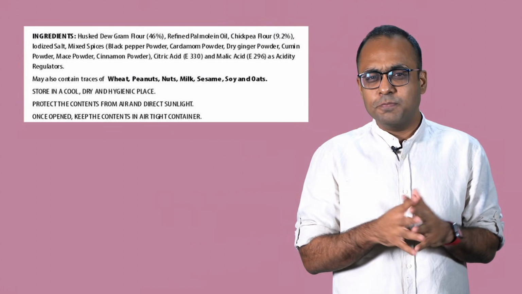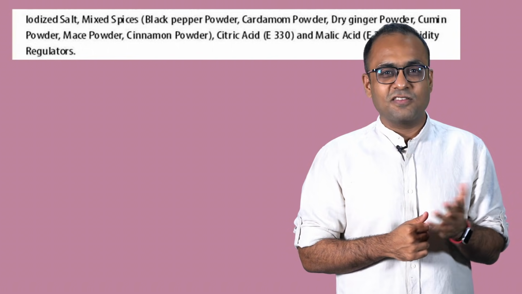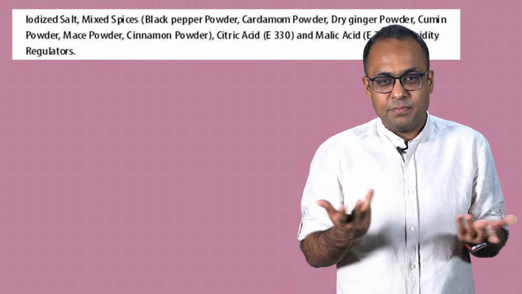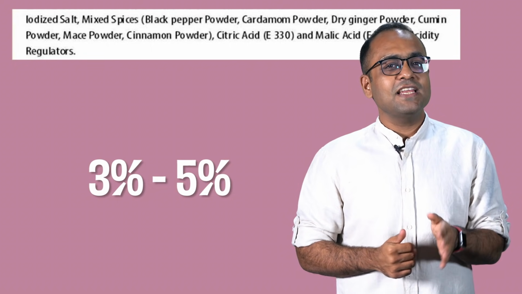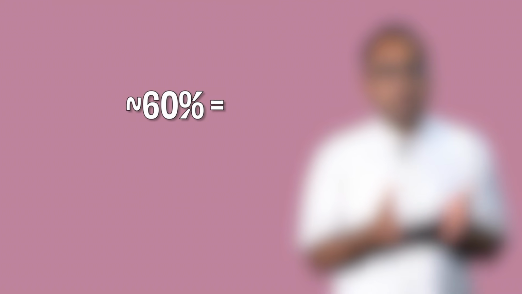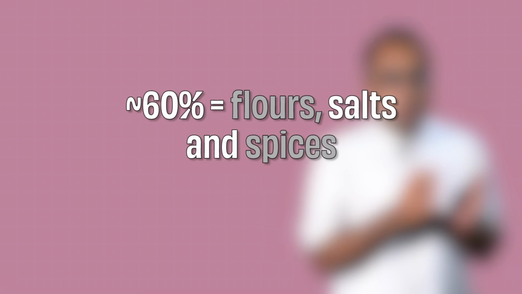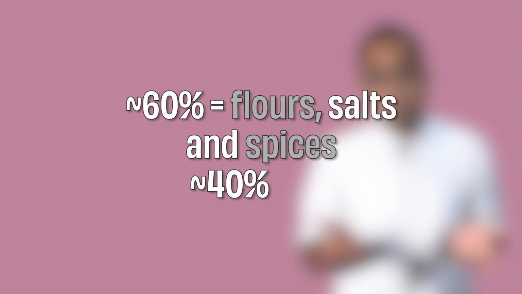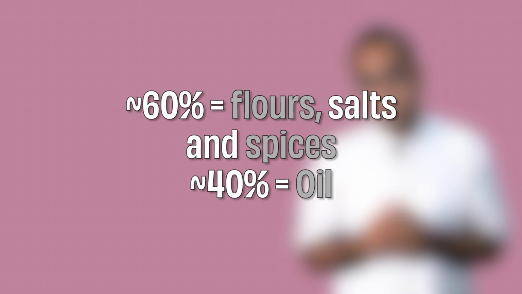And they haven't mentioned the percentage of any of the other ingredients either. But these other ingredients are salts and spices. How much can they be? 3% or maybe 5% at max? So basically you now know that about 60% of this bhujia's constitution is flours, salts and spices. And the only thing left is oil. So 40% odd in this might just be oil.